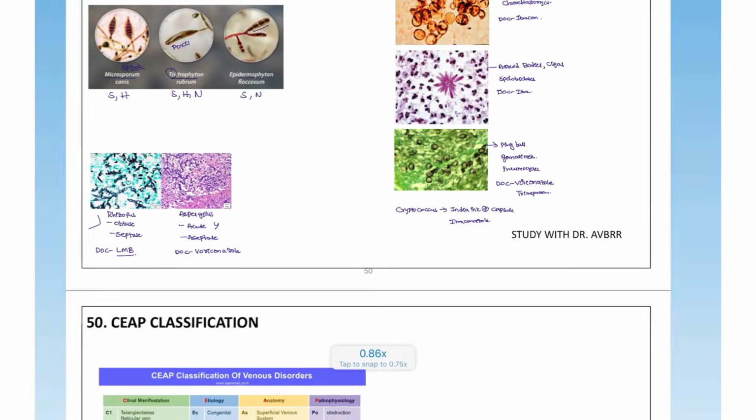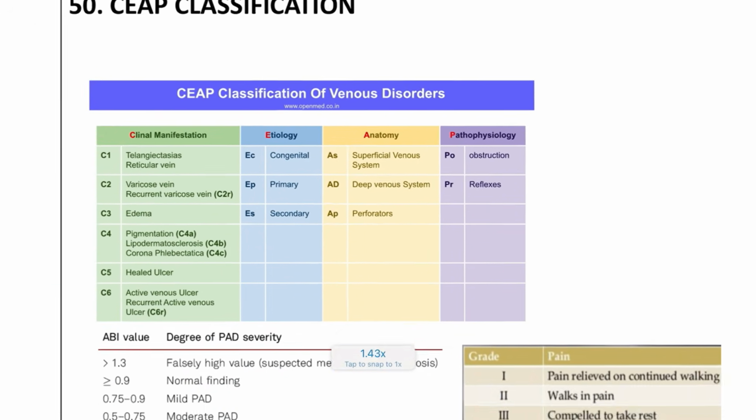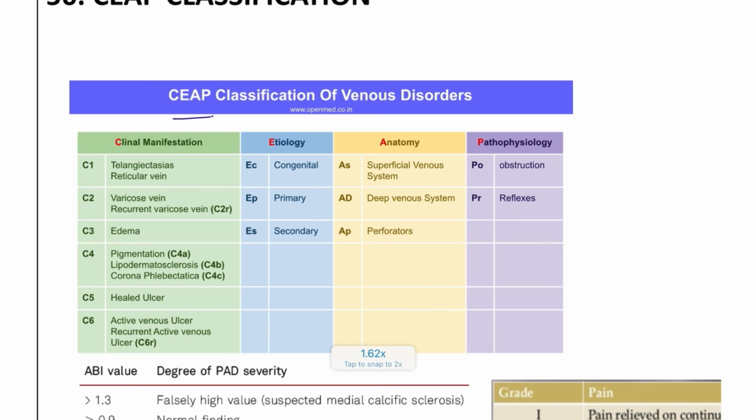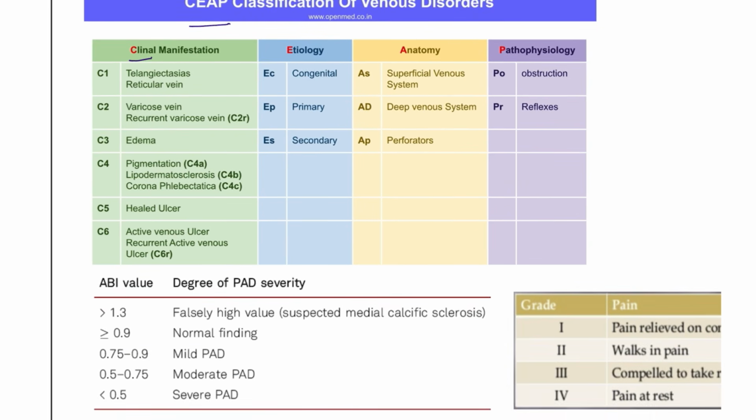Itraconazole. Next, the last classification of this session, that is the CEAP classification seen with venous disease. The clinical manifestation is important, guys. C1 is for telangiectasia and reticular veins. C2 is for varicose veins. C3 is for edema formation. C4 has three types: A is for pigmentation, B for lipodermatosclerosis, and C for corona phlebectatica. C5 is a healed ulcer, C6 is an active venous ulcer, with C6r being recurrent active venous ulcers.